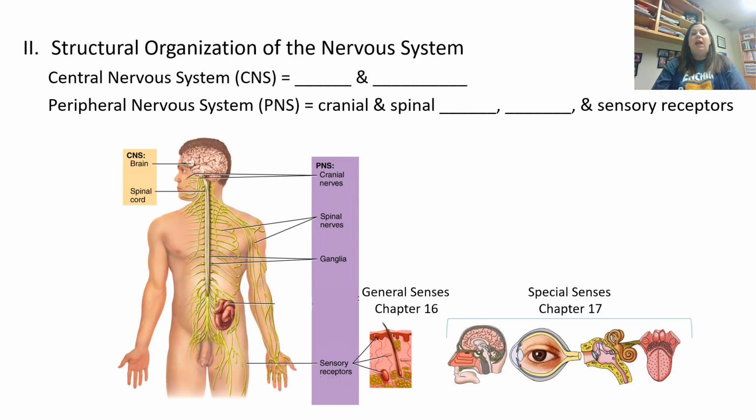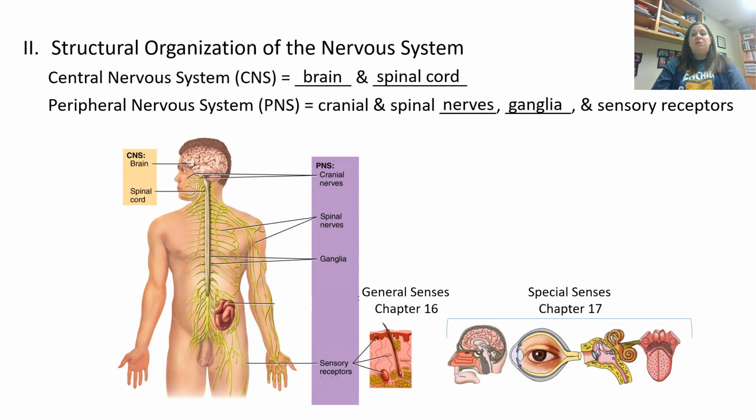So the structural organization of the nervous system is going to be into the central nervous system and the peripheral nervous system. Now, your central nervous system, also known as your CNS, is going to be composed of your brain and spinal cord. The peripheral nervous system is going to be composed of your cranial and spinal nerves, the ganglia, and sensory receptors.